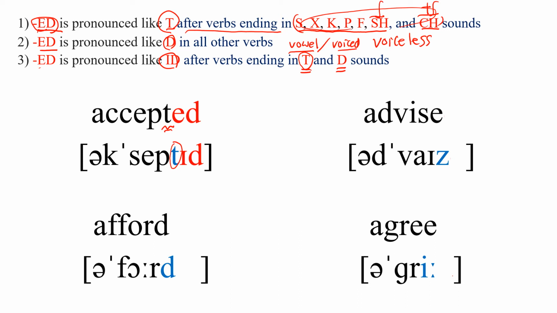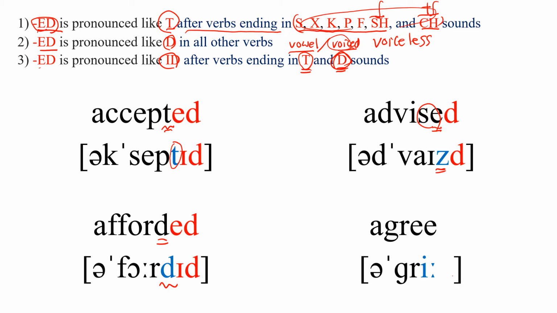Next one, advise. This is an E ending, so we don't put ED, but only D. And this sound, Z, is voiced, not voiceless. So we put this sound, and it sounds advised. Next one, afford. This is a consonant. We put ED, and this is a D ending, one of these two. So it sounds afforded.